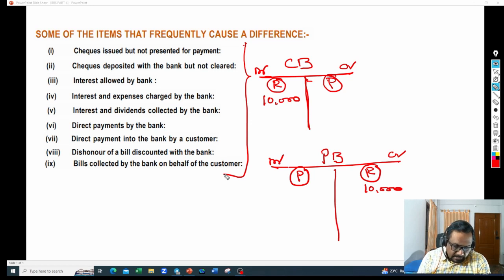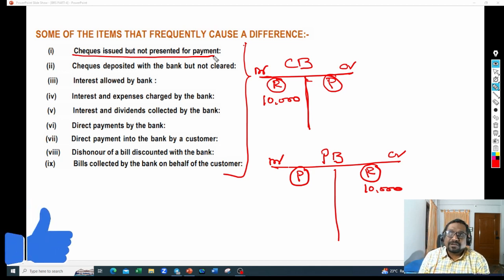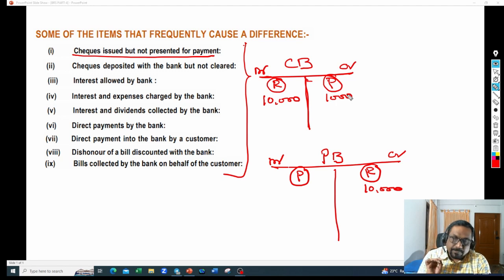Are you ready? Right. Checks issued but not presented for payment. The business issues checks. To whom will the business issue the checks? To their suppliers, am I right? When we issue checks to suppliers, it is a payment for the business. So let us say 1,000 rupees worth of checks are issued to suppliers. It will be recorded on the payment side. Why do I record these 1,000 checks in payments? Because it is a payment by the business. Clear?